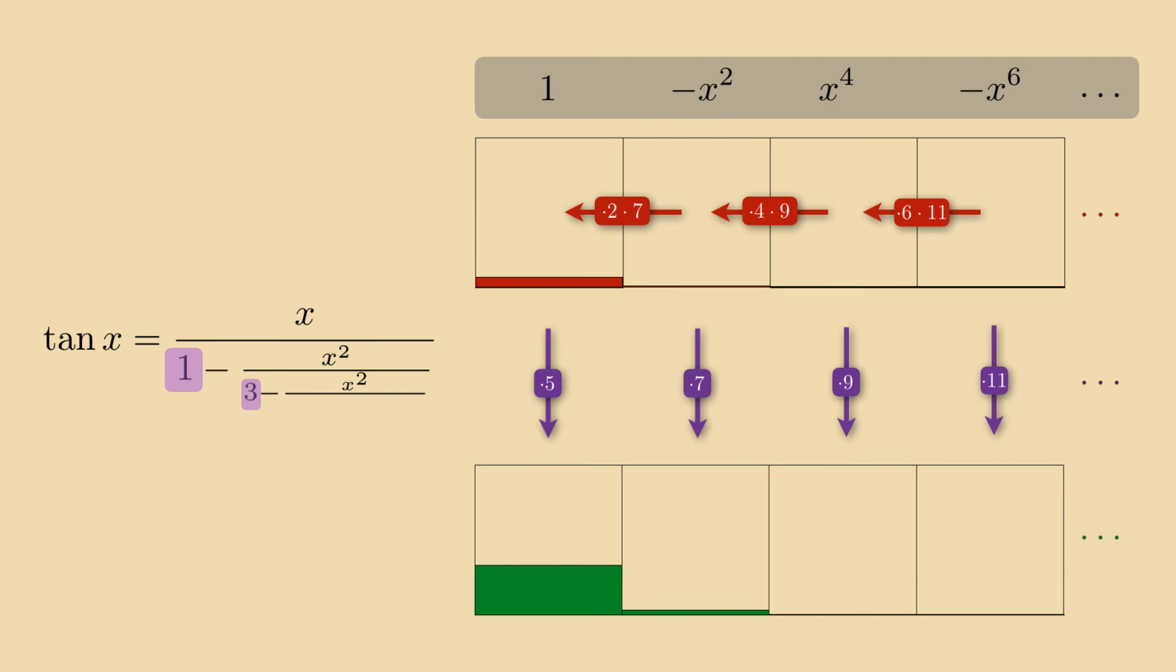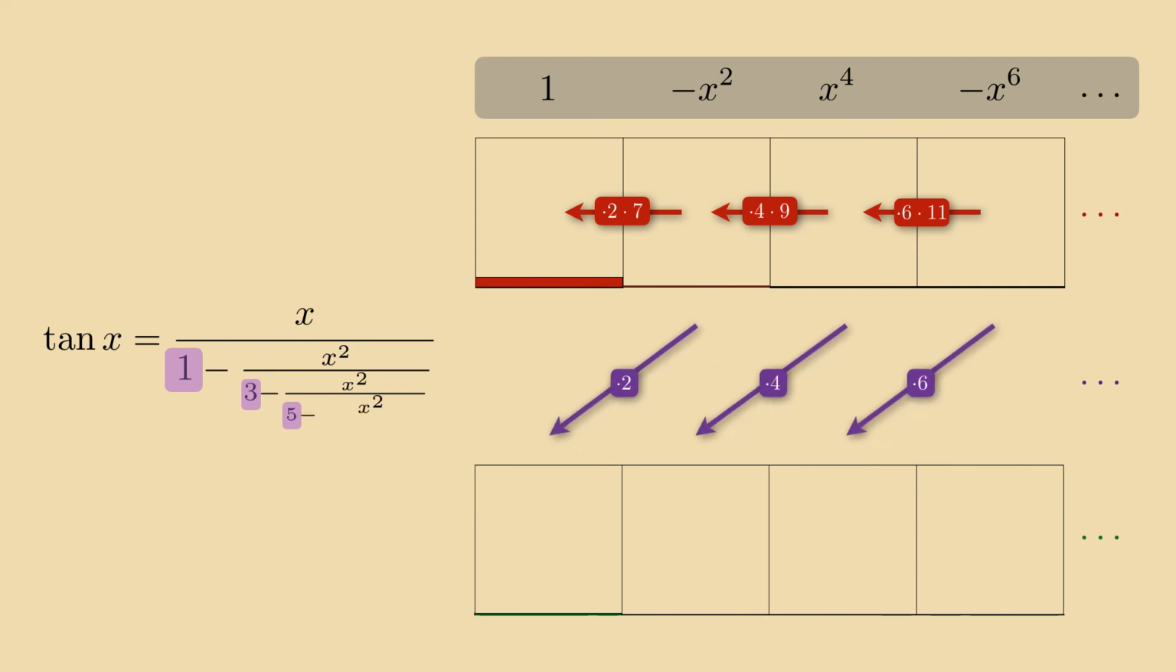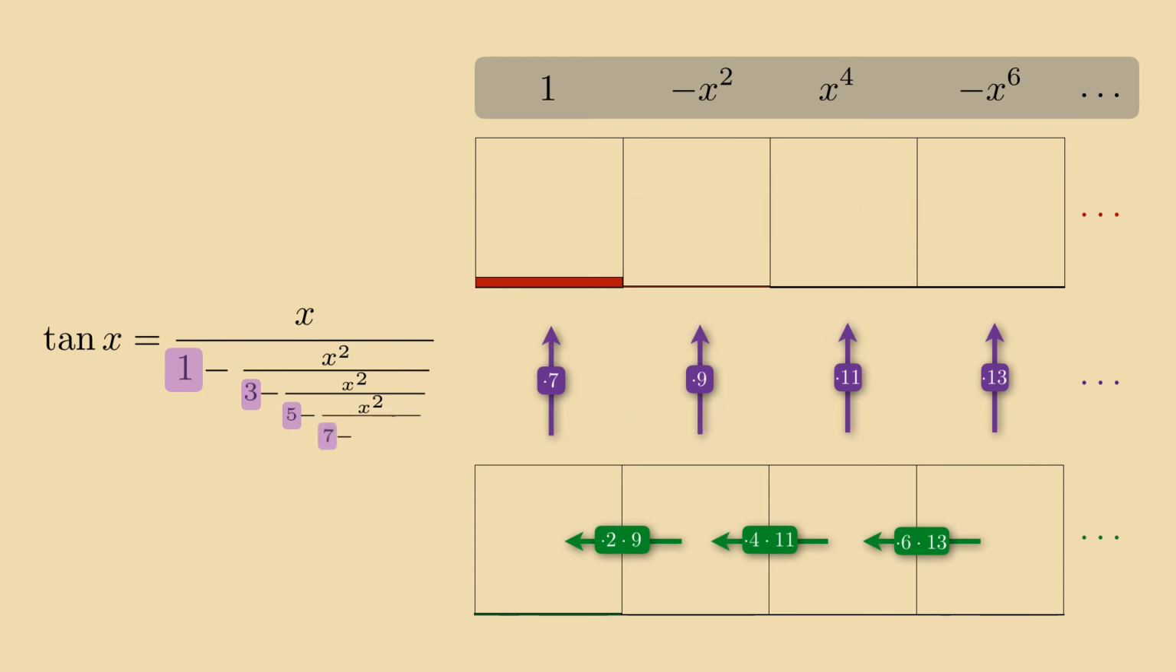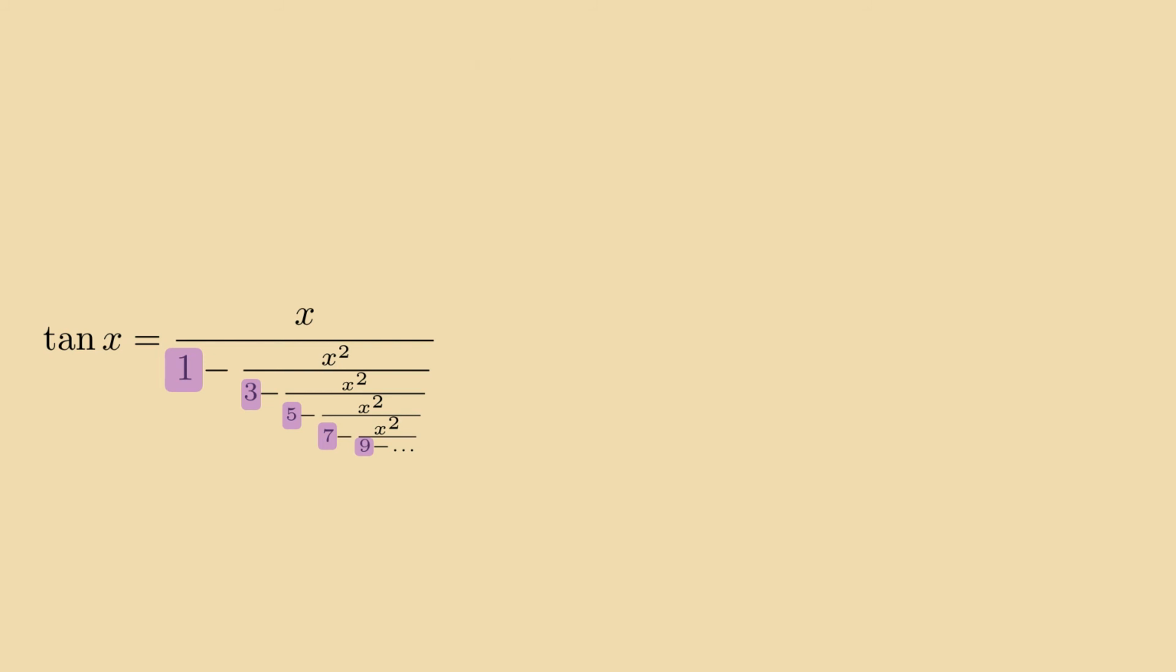This time we can fit the upper row of bars 5 times into the lower. The middle factors become again the even numbers. Then we divide by minus x squared and complete the factor arrows. The next fitting is done with the leading factor of 7. At this point the pattern becomes visible. We extract precisely the odd integers. After 7 comes 9, then 11, 13, etc.